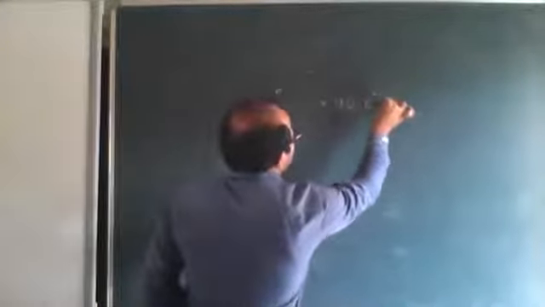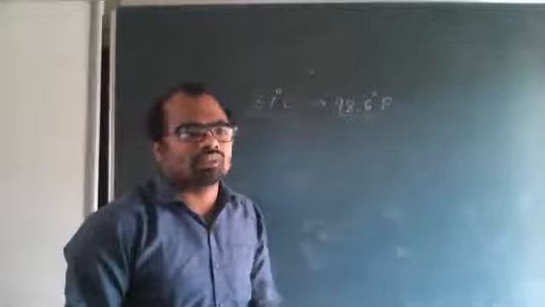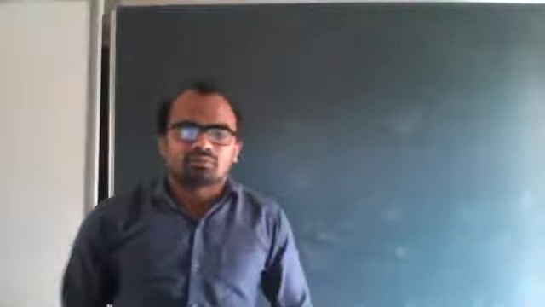In Fahrenheit, we say it as 98.6 degrees Fahrenheit, or sometimes 98.4 degrees. Usually we consider 98.6 or 98.4 degrees Fahrenheit. The SI unit of temperature is Kelvin.